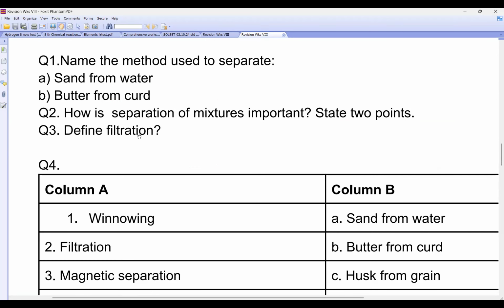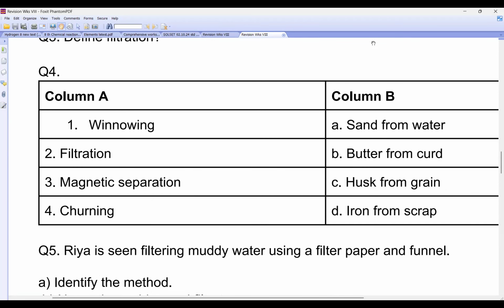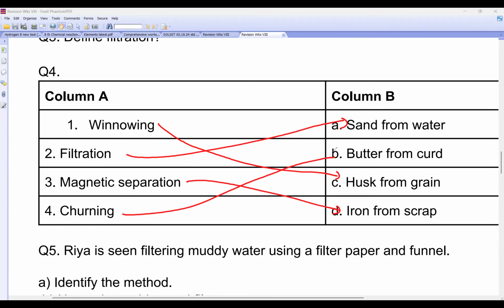Define filtration. Winnowing. Grain from husk. Filtration. Sand from water. Magnetic. Iron from scrap. Churning. Butter from curd.